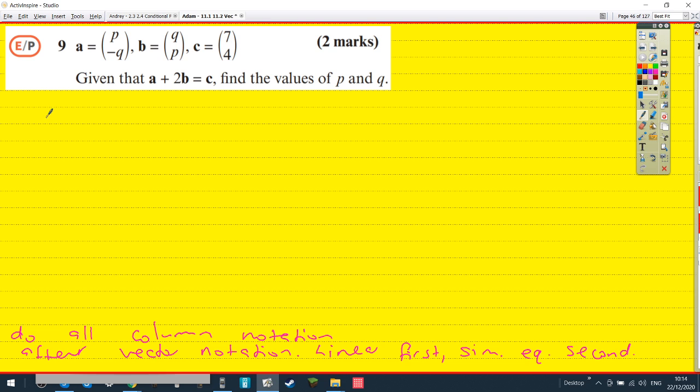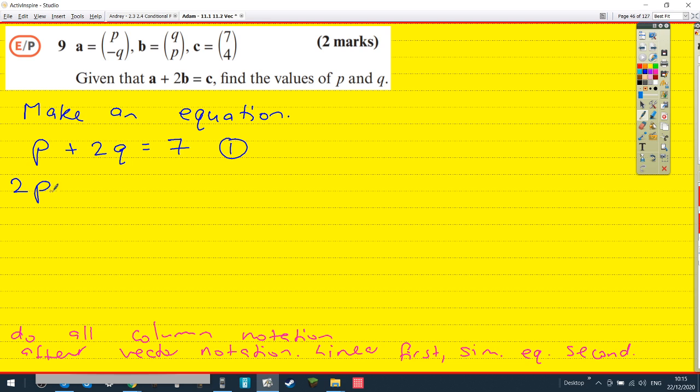How would you solve this one? Because all of them are unknown, like P and Q for all of them. Make an equation. So, what equation can you make? Could you make a simultaneous equation? So it would be P plus 2Q equals 7. And then 2P minus Q equals 4. Yep. That should work out. And you swap them around.